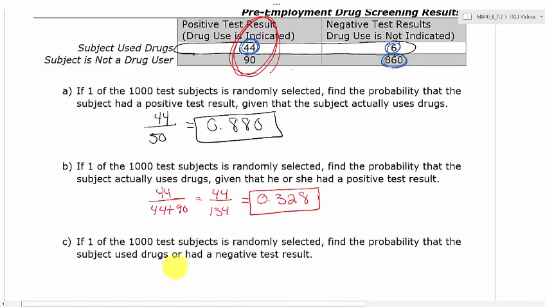So it's going to be 44 plus 6 plus 860 divided now by our total, because we weren't given anything. We don't know any information ahead of time this time. So this is going to be out of our total. And that gives us 910 over 1,000, which is 0.910.